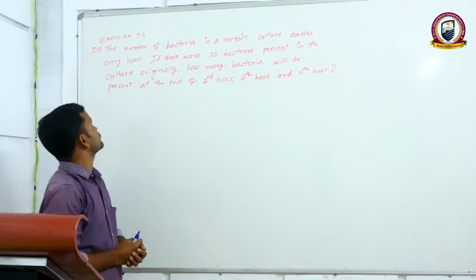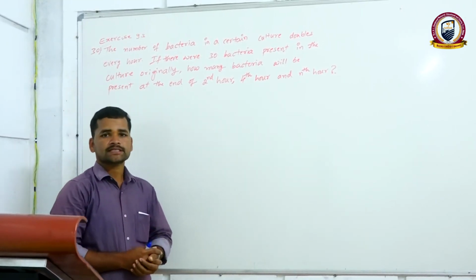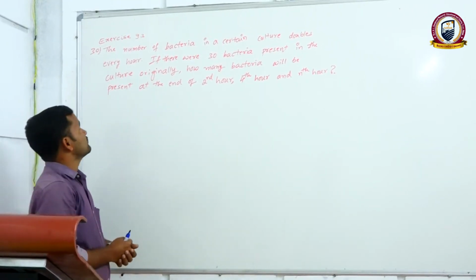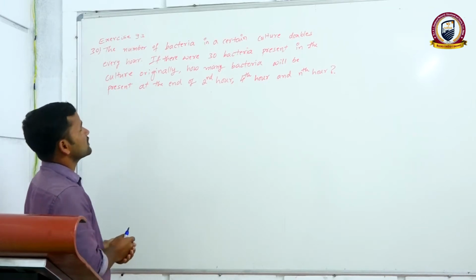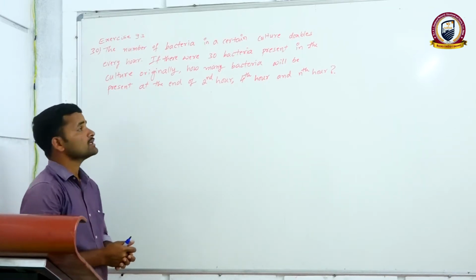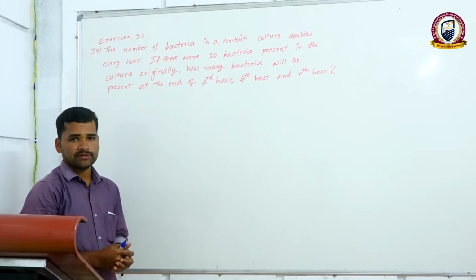Today we are going to solve problem number 30 in exercise 9.3. Problem number 30 says the number of bacteria in a certain culture doubles every year.